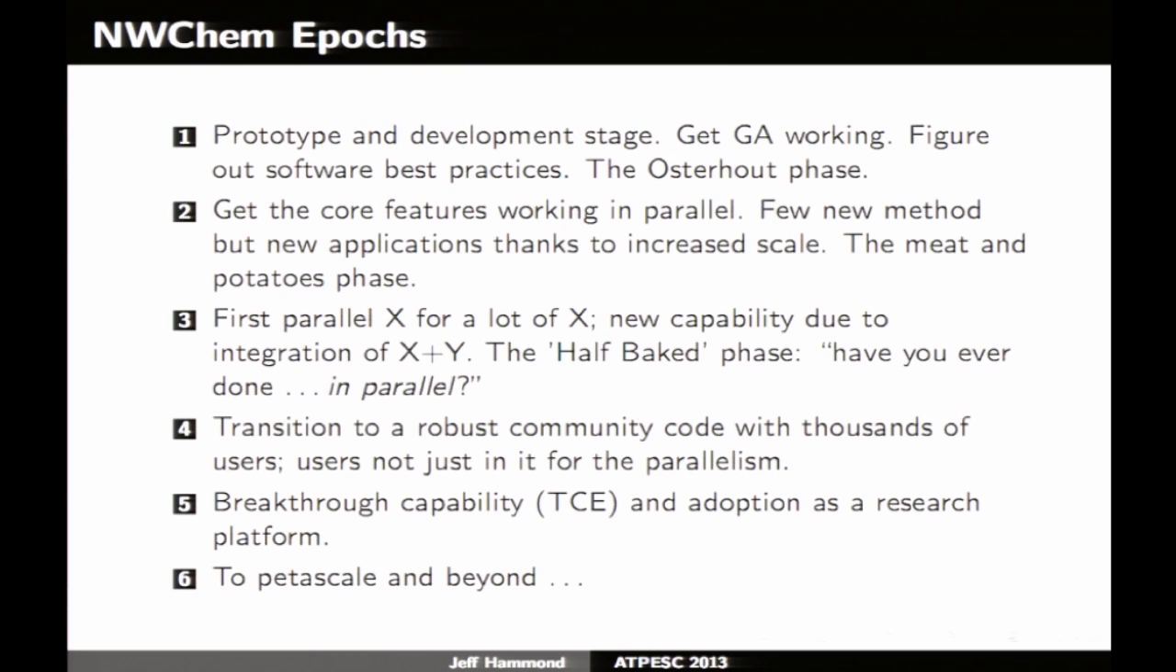Well, now you get MPPs, you get distributed memory, you get distributed file systems, and NWChem enables things that are just fundamentally new scientifically just by having a parallel version of core methods. There's a lot of overlap, especially in 4 and 5.